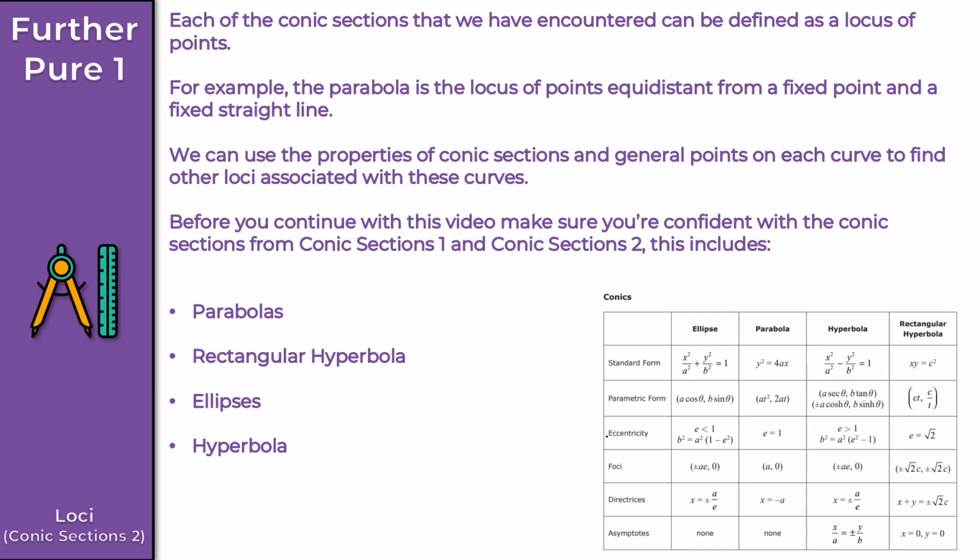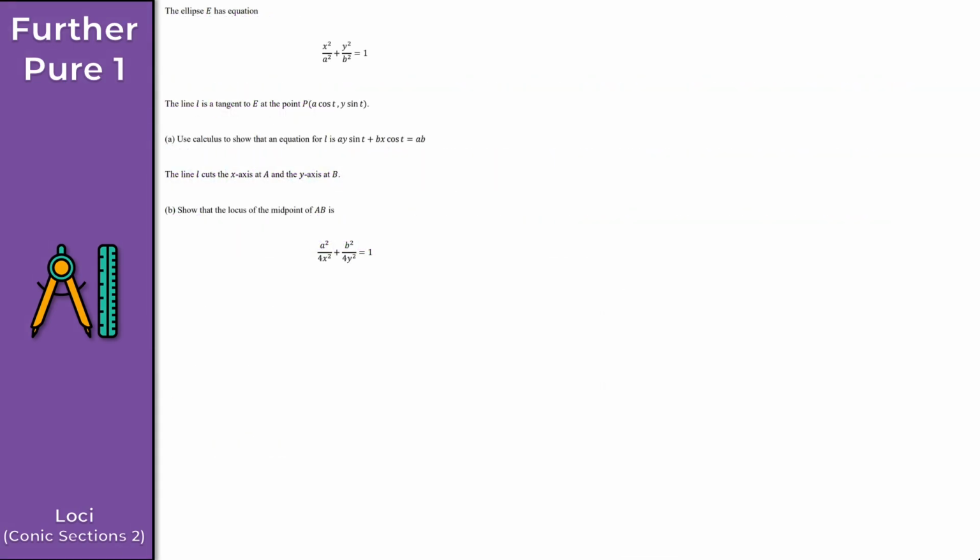As we can see, we have a few different things: the standard form, the parametric form, the eccentricity, the foci, the directrices, and then finally any asymptotes. This table can be particularly useful, as I already mentioned, as we work through questions based on loci. Okay, so that concludes our introduction to loci for conic sections 2. Let's work through a practice question now for loci.